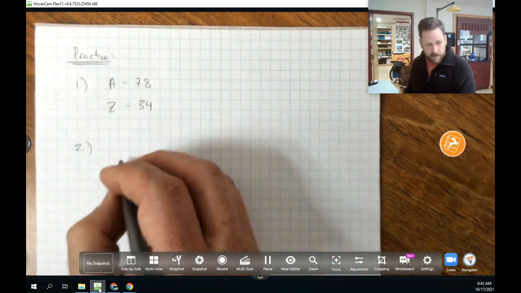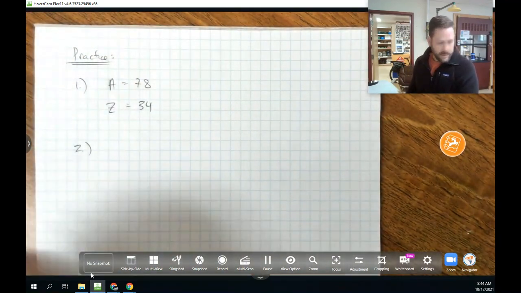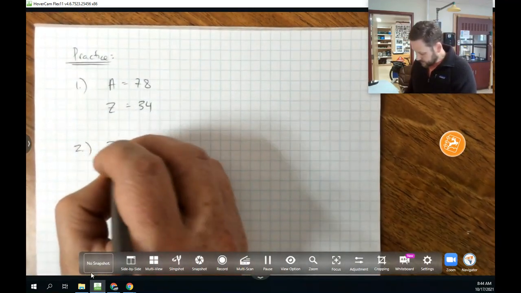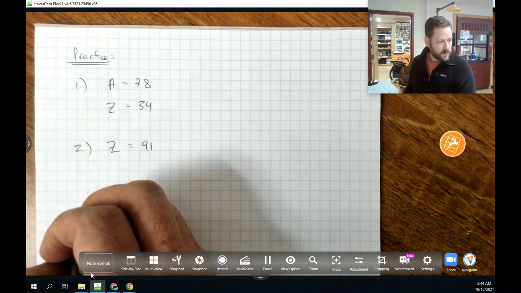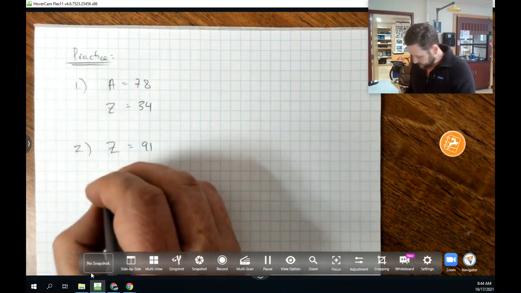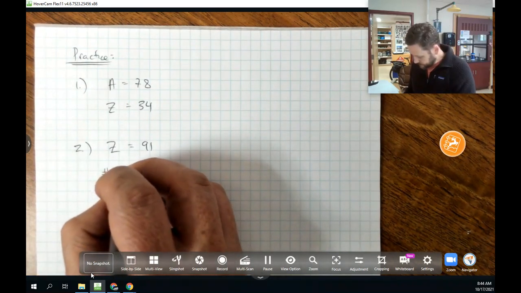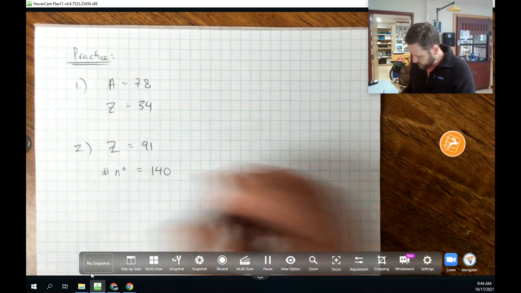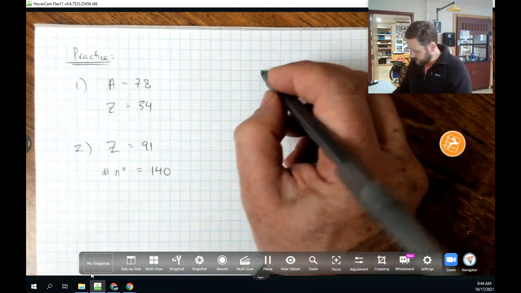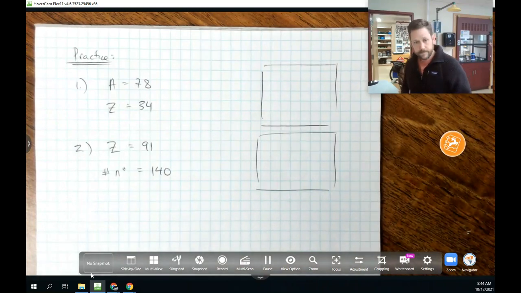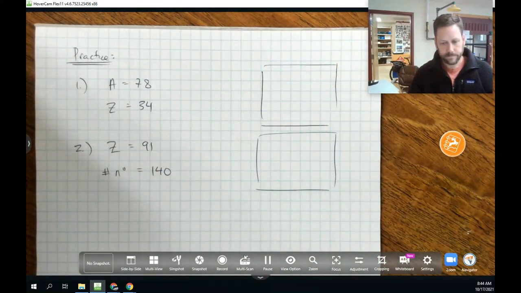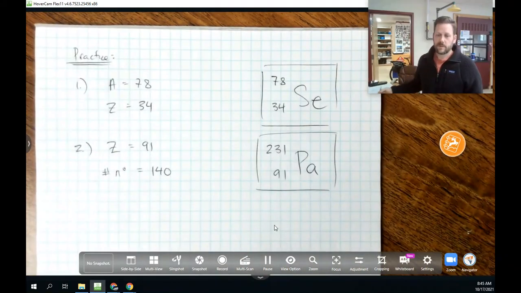And for the second example, we'll look at an element that has 91 protons and the number of neutrons is 140. So see if you can write the full nuclear symbol for these two elements. So there's the answer to those two problems.